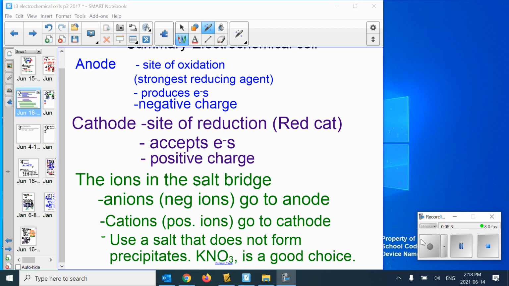I've got in blue, first of all, the anode, oxidation. Strongest reducing agent. Anyways, anode's negative. Anions are negative. Get that in your head. It produces electrons, negative charge. Cathode, red cat, reduction at the cathode. Red cat. It accepts the electrons, and it's positively charged. That's the positive end of a battery.